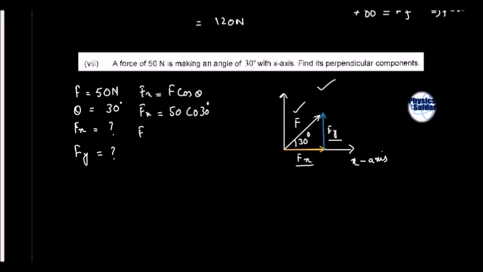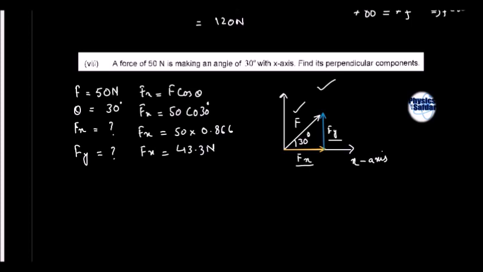First you will calculate the value of cosine 30 degree. 50 into 0.866. Multiply these numbers, then you get 43.3. Because you calculated force, you will write unit Newton.